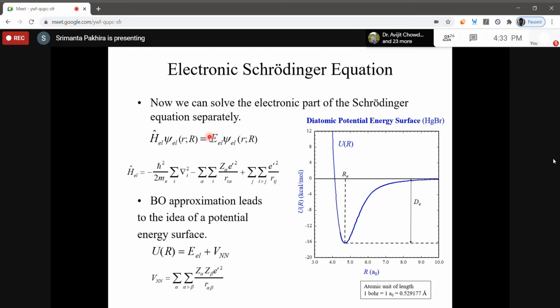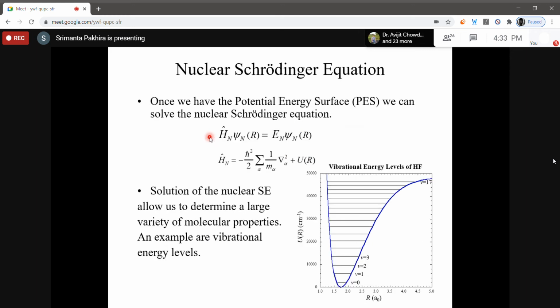Here, if we consider the nuclear part, it has a similar kind of Hamiltonian, again on the potential energy surface. We can also solve the Schrödinger equation for the nuclei. If we operate with H cap suffix n for the nuclear part, it will work only in this region, and we will get the energy eigenvalues for the nuclear part.